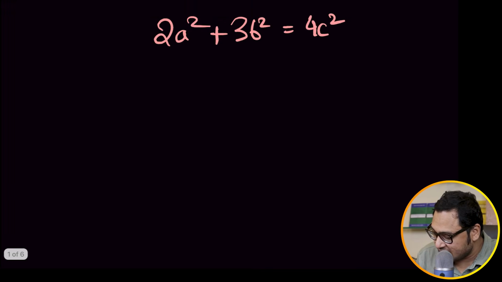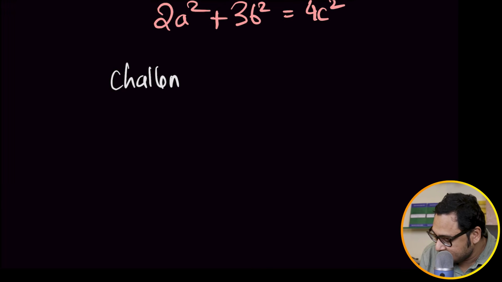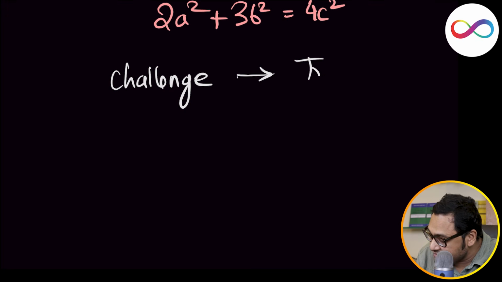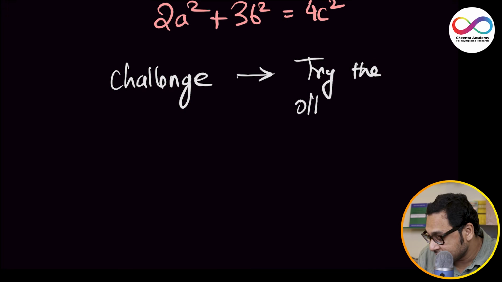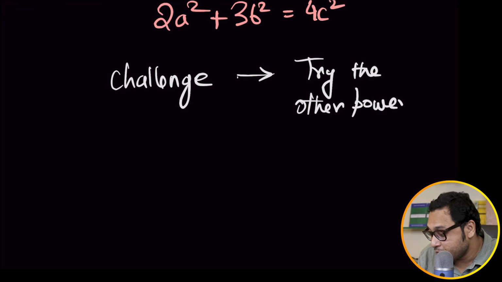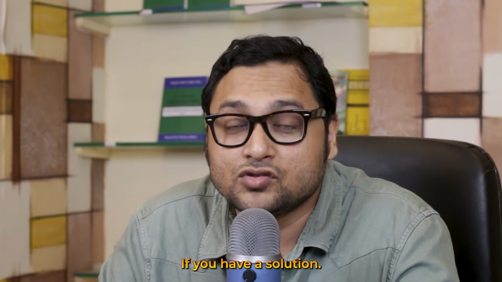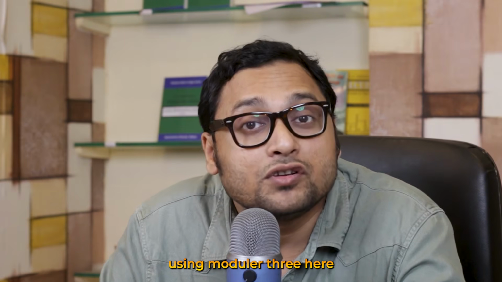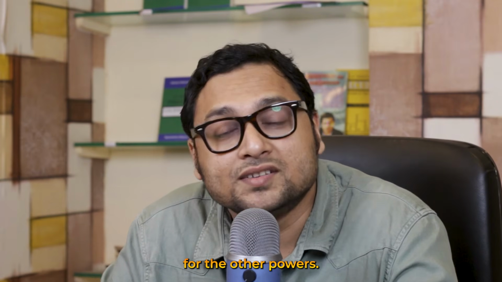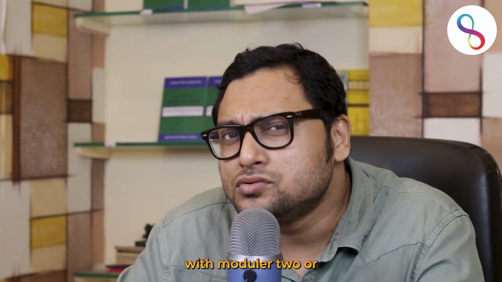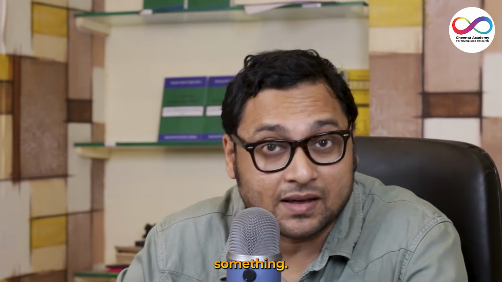Okay, so now I will give you as a challenge the cube and the 4th power and the 5th power case, all of the other cases. It's actually very similar. Here is a challenge. Try the other powers and put it in the comment section if you have a solution. We checked it using modulo 3. Here, for the other powers, you have to check it with modulo 2 or modulo 2 to the power something. That's the hint, okay? I hope you learned something.